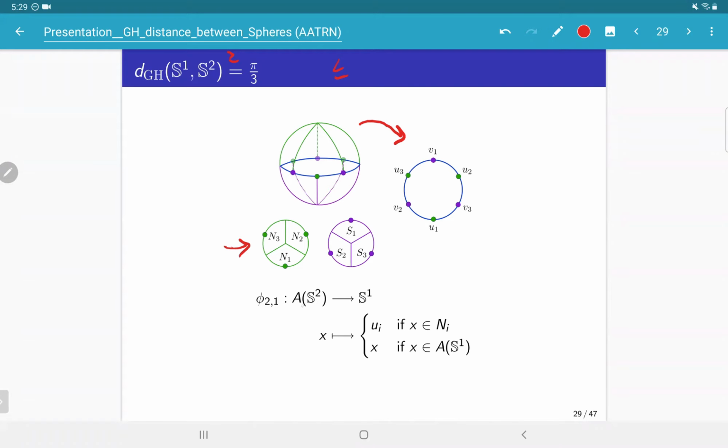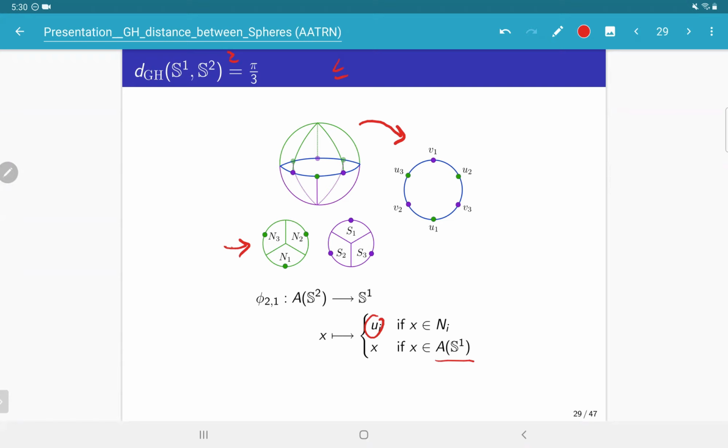Fix an arbitrary point x in A of S2. If x is contained in the strict upper hemisphere, then it must be one of the Ni. Then the output will be Ui in S1. Here, U1, U2, U3 are vertices of some regular triangle. On the other hand, if x is in the equator, in other words, if x is a point of A of S1, then it goes to x itself. So it is just the identity on A of S1.